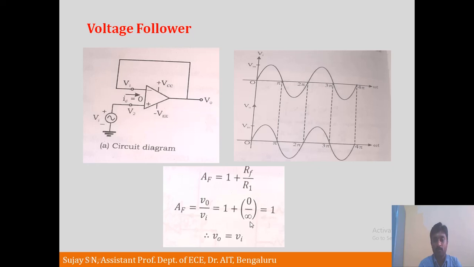It becomes 1 plus 0 by infinite, so that the gain is 1. AF is equal to V0 by Vi, that will be equal to 1 plus RF by R1. In place of RF, there is no RF here, that's why it is 0, and no connection towards R1, we can treat it as maximum resistance towards this end, that's why it is infinite, so that gain becomes 1. If the gain is 1 in the sense, V0 will be the same as Vi. V0 by Vi is equal to 1. So V0 is going to follow Vi. If you look at the waveform, it is exactly the same as the input signal. This is voltage follower.